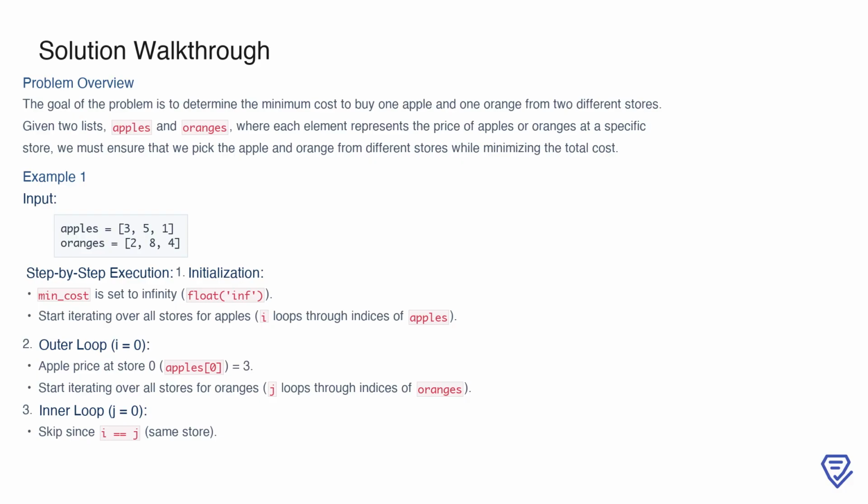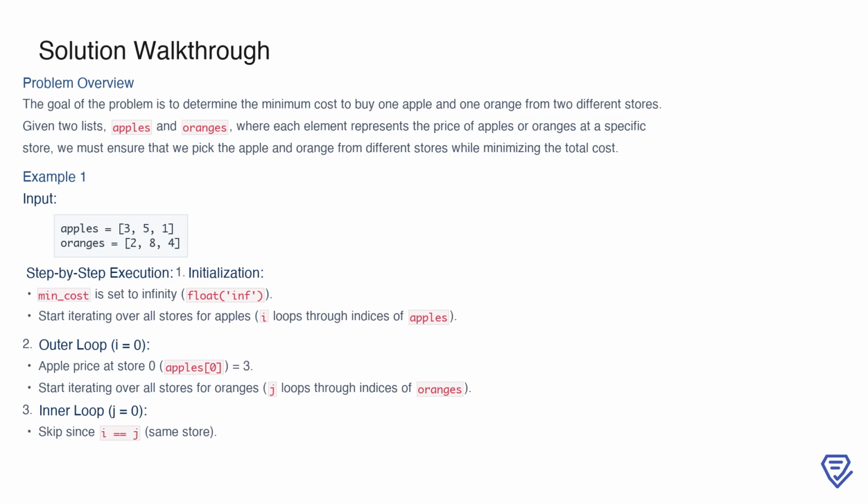For each store i, we check prices in all other stores for oranges using the inner loop, represented by the index j. However, if i and j are equal, meaning the apple and orange are from the same store, we skip that combination. For example, let's consider the input lists: apples equals 3, 5, 1, and oranges equals 2, 8, 4.